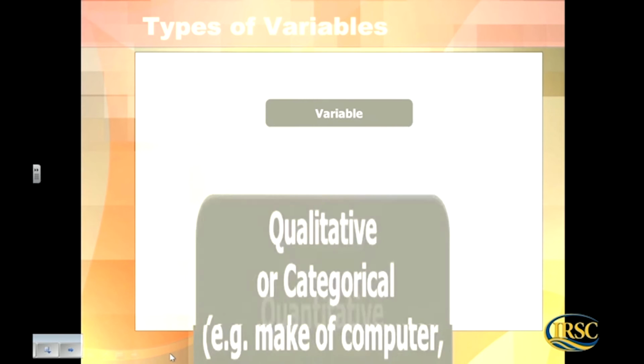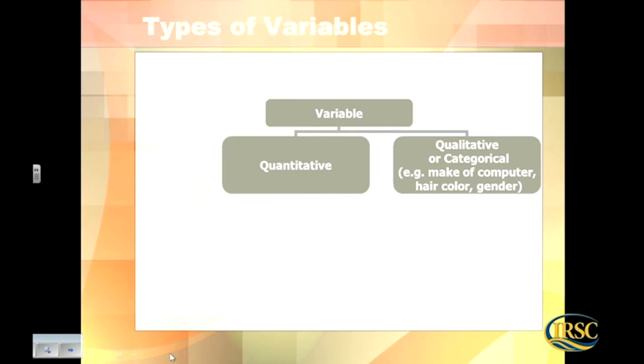So a variable can be broken up into two different types, quantitative and qualitative. So you don't necessarily have to write what's in parentheses in your bubble there, because we're going to talk about that more. But qualitative can also be known as categorical.